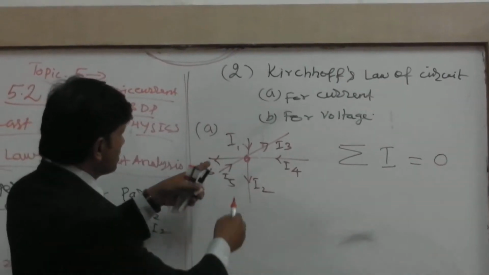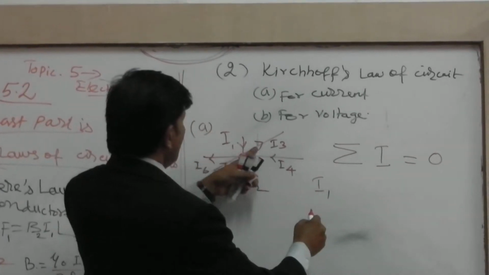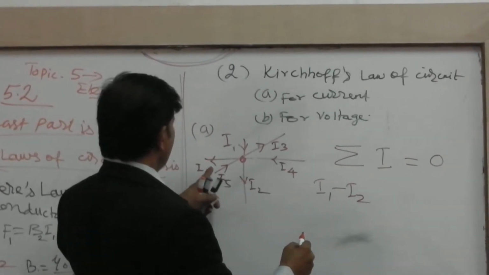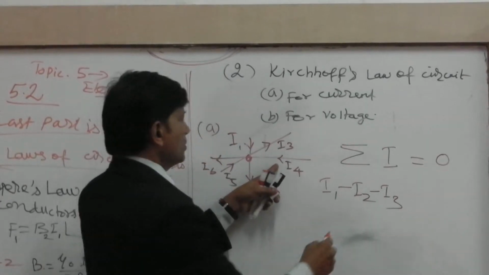Suppose current is approaching. Who are approaching? I1 positive, I2 negative, I3 negative, I4 positive.